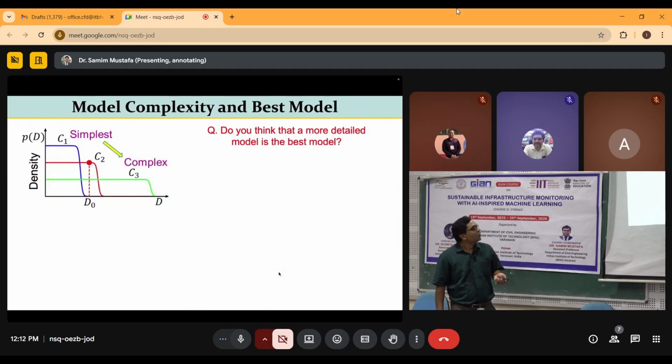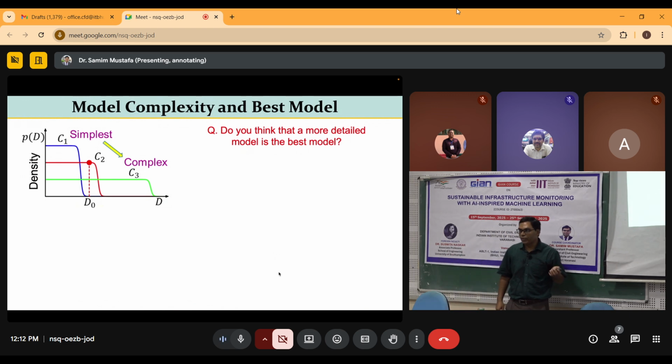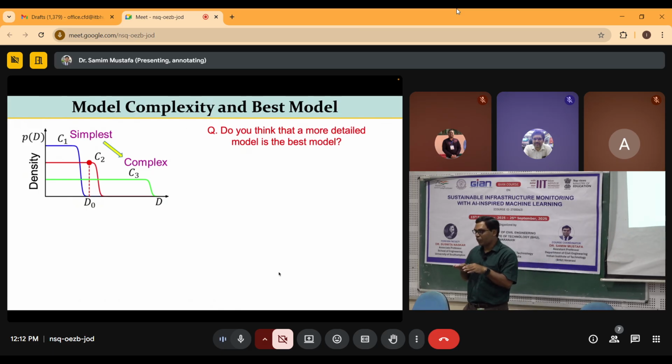Another question that I want to ask you: model complexity and Bayesian model selection. As I have given several examples, the Bayesian probabilistic method can also be used for model class selection, meaning selecting the best possible model that fits the observed data. Now I have a question for you. Do you think that a more detailed model is the best model? What do you say? A very complex model, that is the best model?